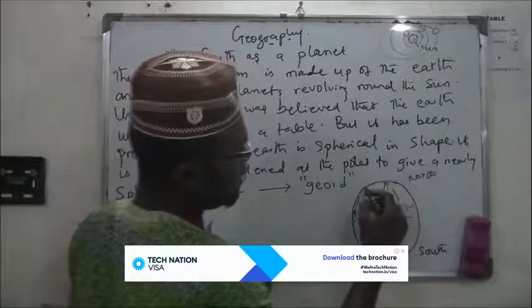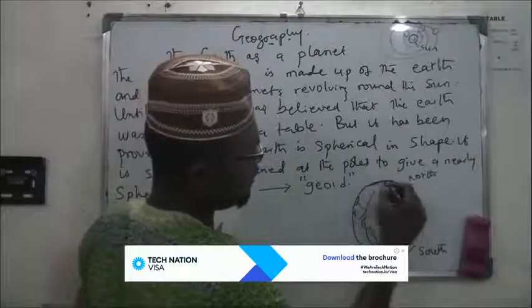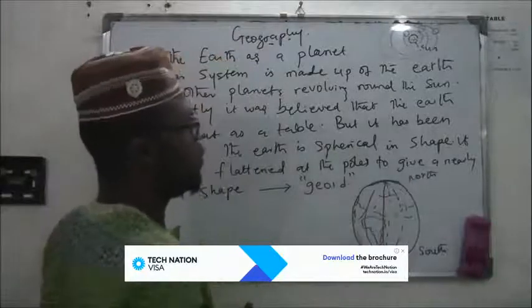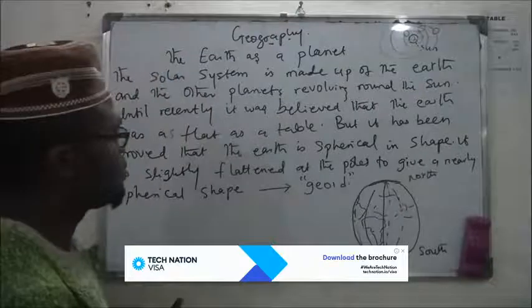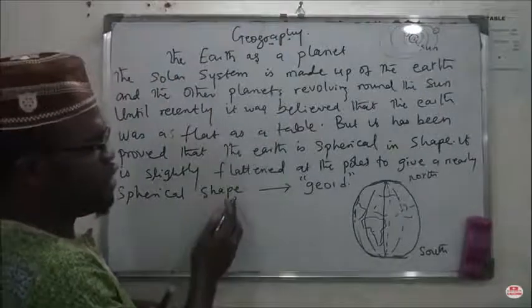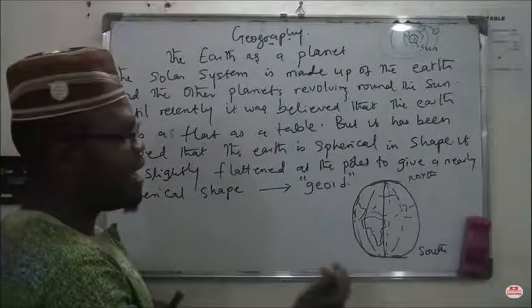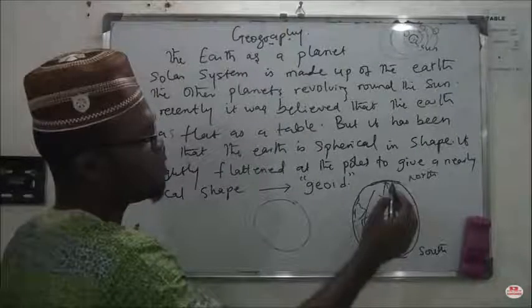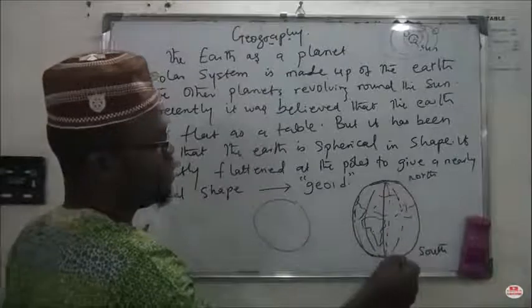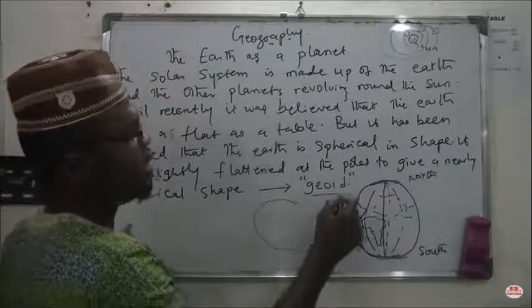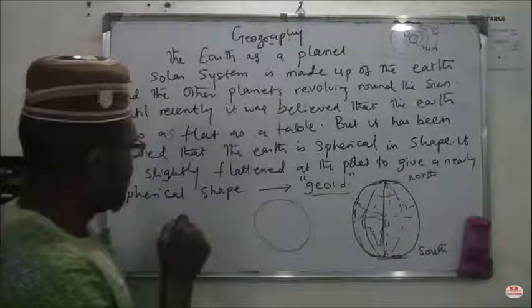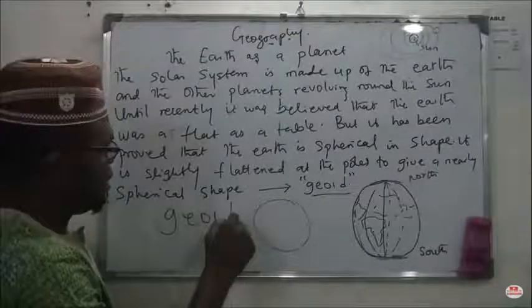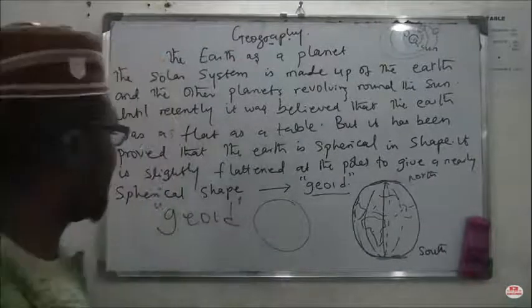The Earth is a little bit flat here. It's flattened at the poles, to give it a nearly spherical shape. That means that the Earth is not a perfect sphere, but it's a sphere that is flattened at the poles, to give it a shape known as geoid. So this is actually the shape of the Earth: geoid.